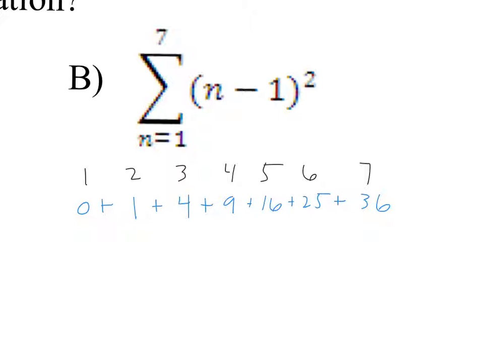Now I actually have to add those all together, and I would get 91. That's the sum notation answer. I want you to do C and D by yourself, and then you're done.